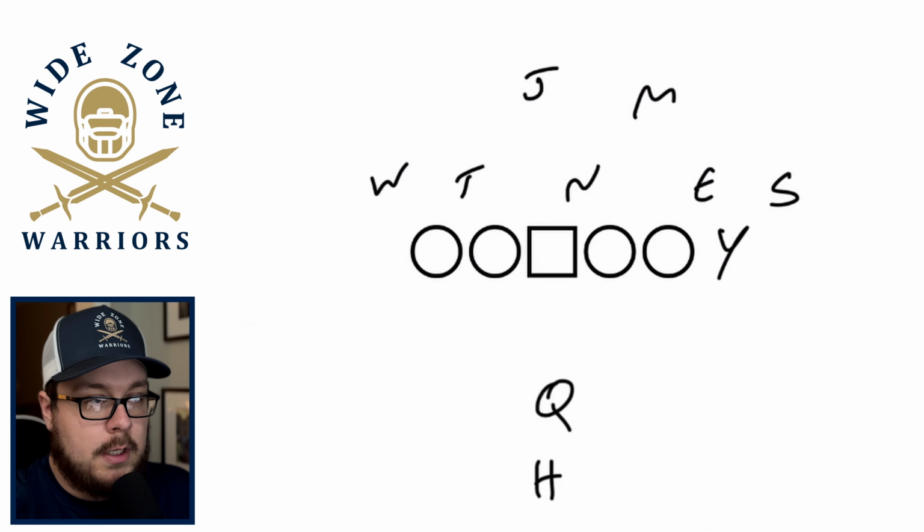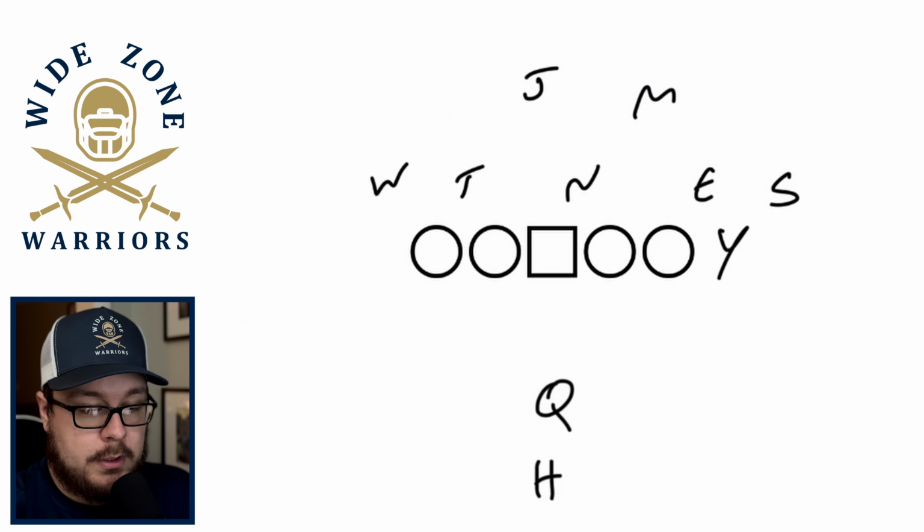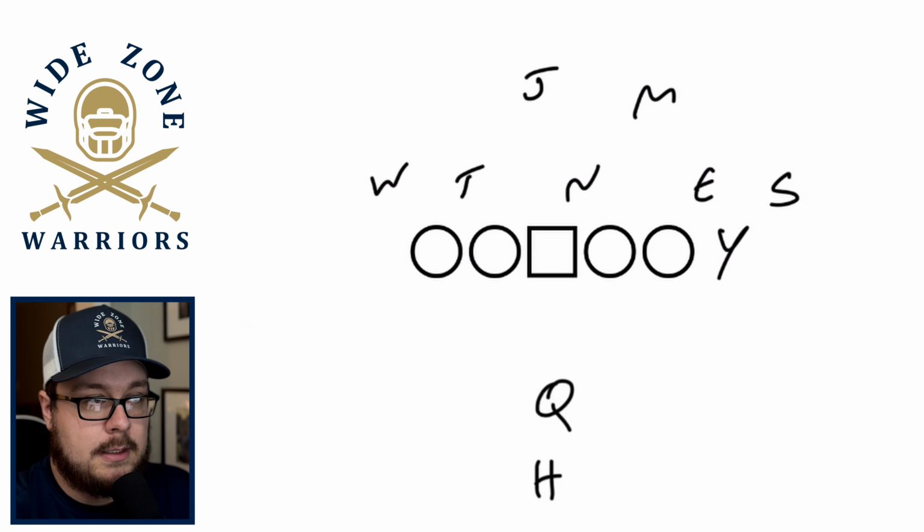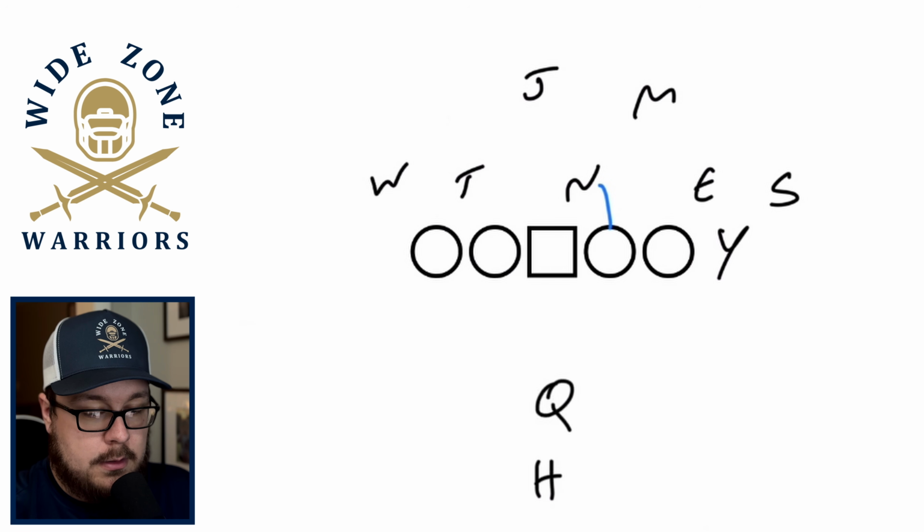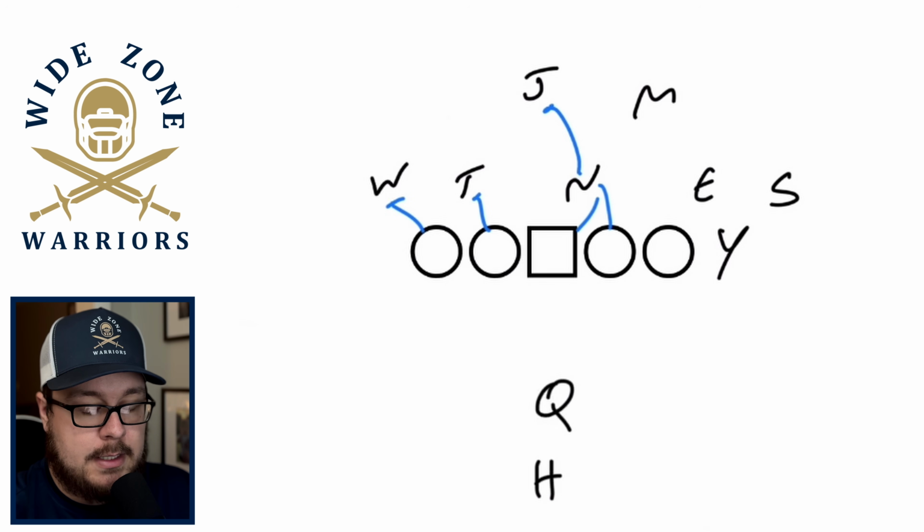If I wanted to run wide zone to the strong side here, my center is still working to the backside inside linebacker. With the nose in his gap, the guard and the center are going to work to the jack. We're still going to be locked on backside, but we have to fan out the front side.